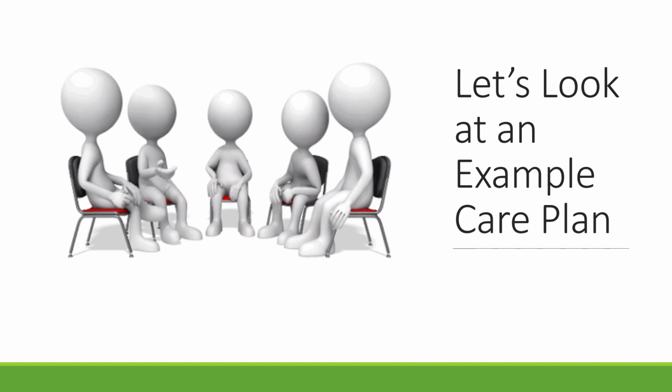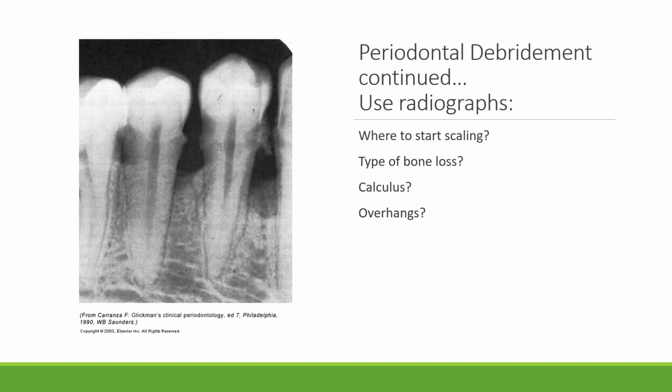So let's take a look at an example care plan. And again, we want to use our radiographs. Where do we start scaling? So we want to look at the type of bone loss. Again, when we look at this, is it vertical? Is it horizontal? Where is the calculus? Are there overhangs there that we need to be aware of?